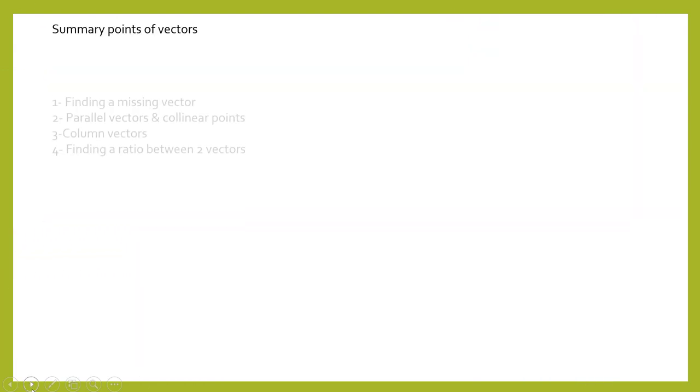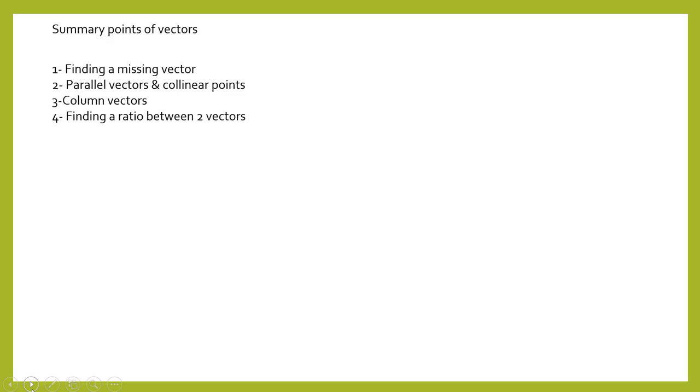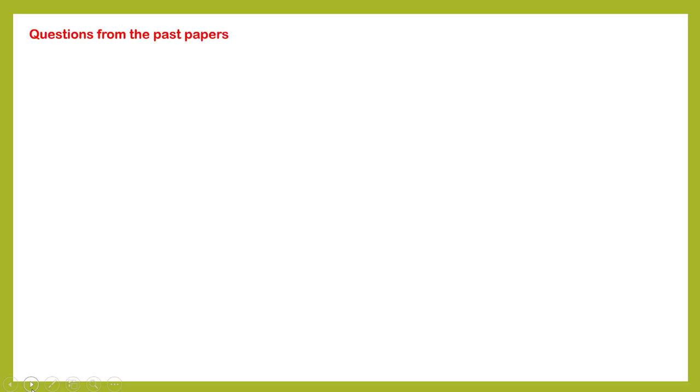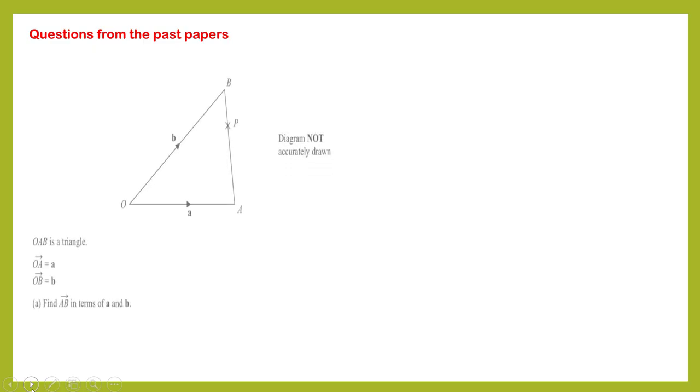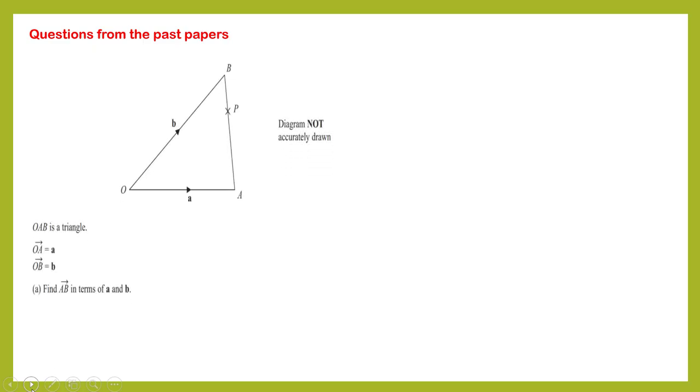Today the summary points are: we're going to study how to find a missing vector, how to find parallel vectors, collinear points, which means points that are on a straight line, and the column vector. In the end, we're going to study a ratio between two vectors. Let's see the first example from the past papers, then we will continue with other examples.